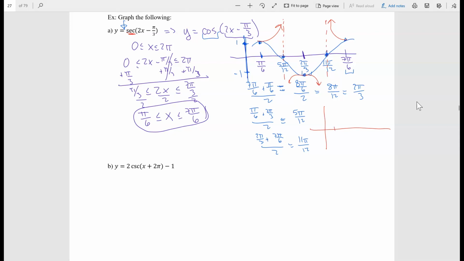So here's pi over 6, 5 pi over 12, 2 pi over 3, 11 pi over 12, and then 7 pi over 6. My asymptotes are at 5 pi over 12 and at 11 pi over 12. I have a 1 and a negative 1. And now let's flip it. So this graph looks like this.